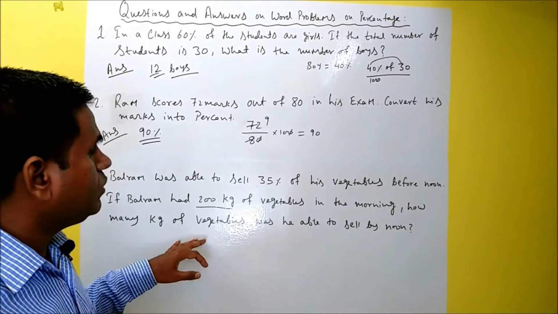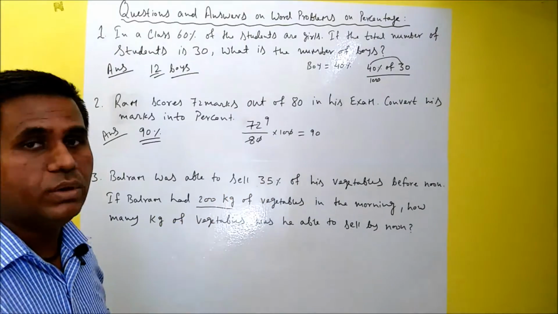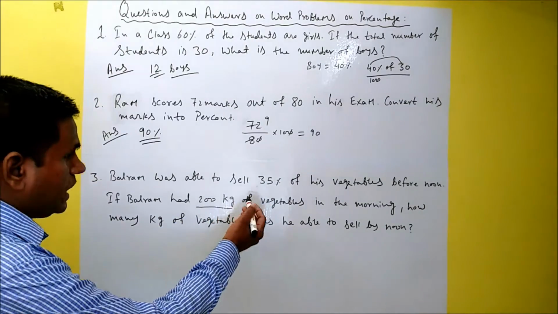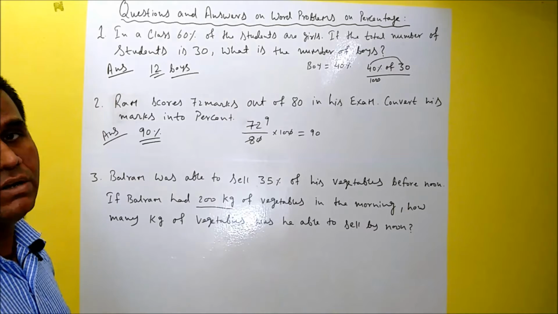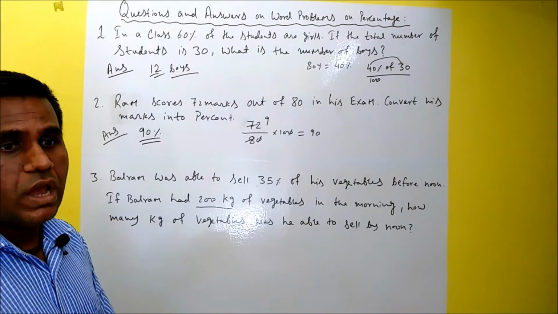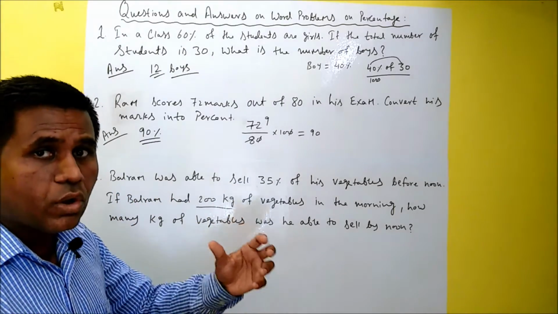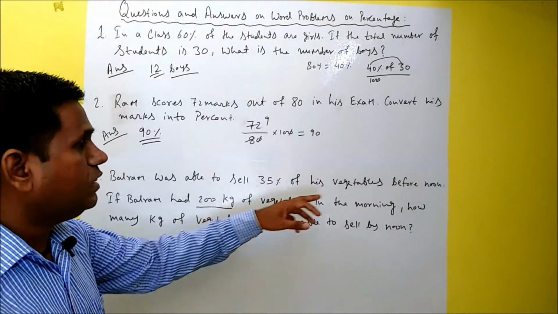So by noon, how many kg of vegetables is he able to sell? 35% is given. We have to convert it into kg. That means we have to find 35% of 200, isn't it? 200 is the total vegetables, and Balram is able to sell 35% of 200 by noon.